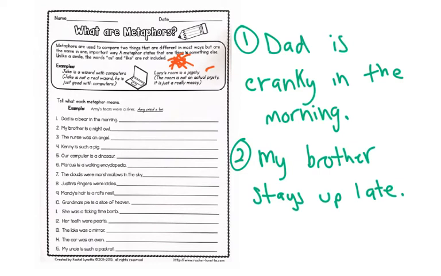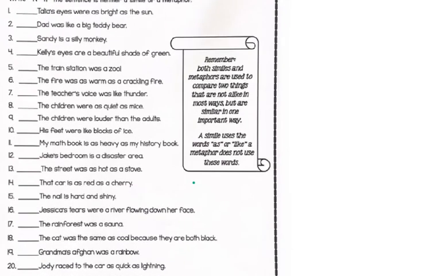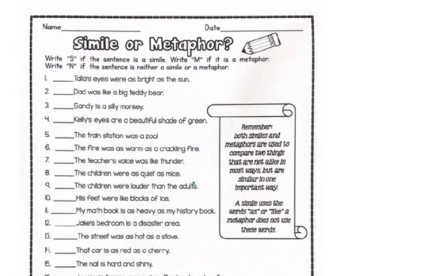Finally, when you have finished the simile sheet and the metaphor sheet, the last step is to determine the difference between similes and metaphors. So this is just a labeling activity, really. And let's see if we can zoom in a little bit. There we go. The directions say, write S if the sentence is a simile, write M if it is a metaphor, and don't get tricked because it does say to write N if it is neither a simile nor a metaphor.